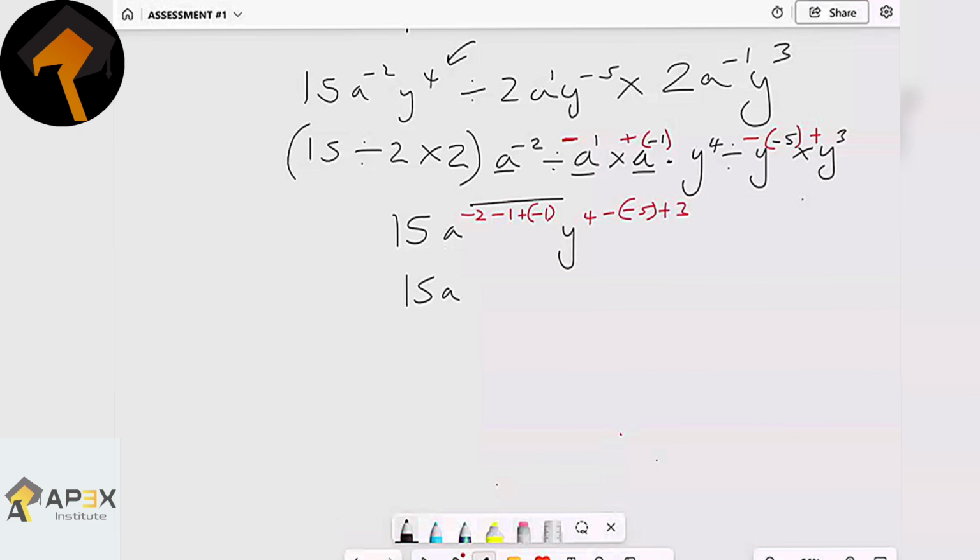So that's minus 2 minus 1 is minus 3. Minus 3 plus this positive with negative gives a negative. So that's minus 1. Minus 2 minus 1 is minus 3. Minus 3 minus 1 is minus 4. And then we're going to have y. This one is going to be negative by negative is a positive. 4 plus 5 is 9. 9 plus 3 is going to give us 12. And that's what should have been your answer.